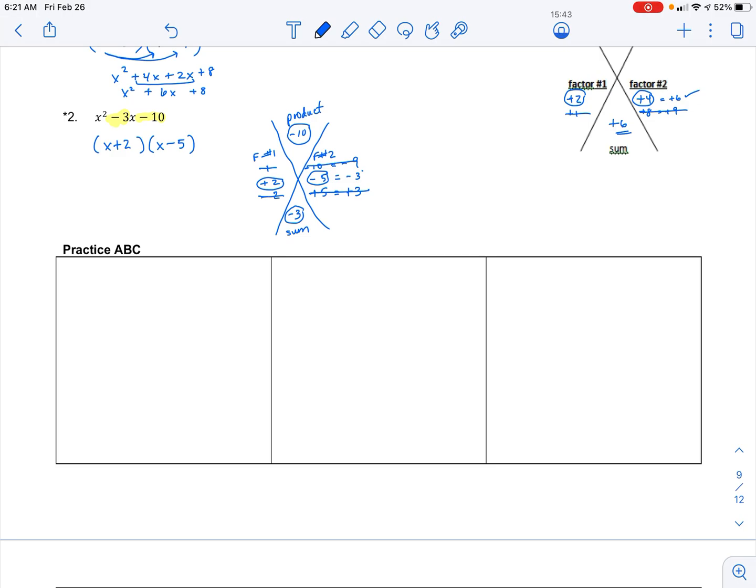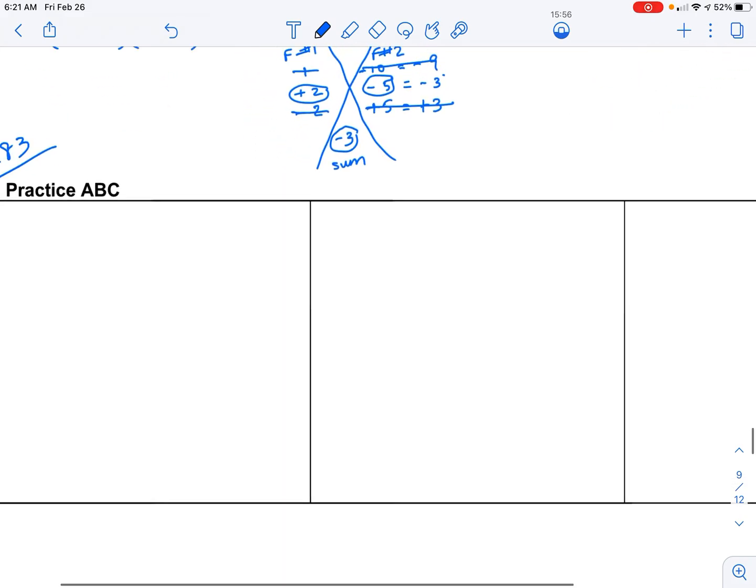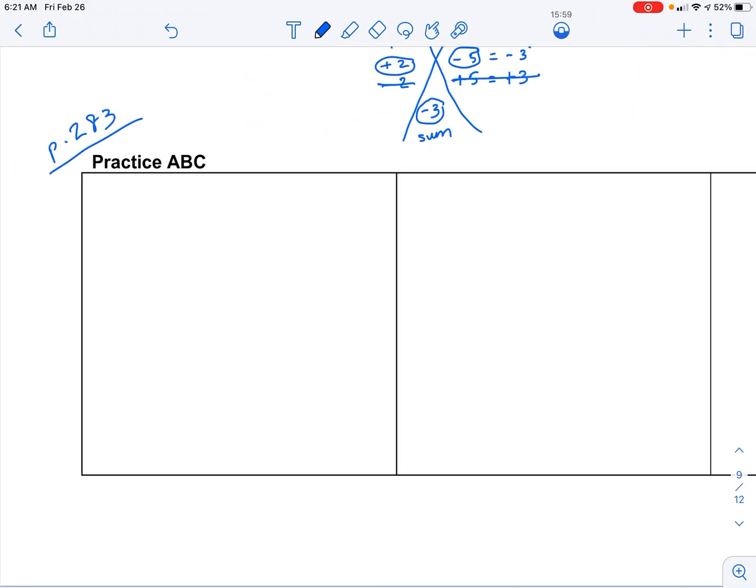So let's look at our practice set. Those are coming from your textbook on page 283. If you want to try one of these on your own, or all three of these on your own, and come back and check your answers with me, you can do that. Otherwise, you can just stay with me, however you want to do that.